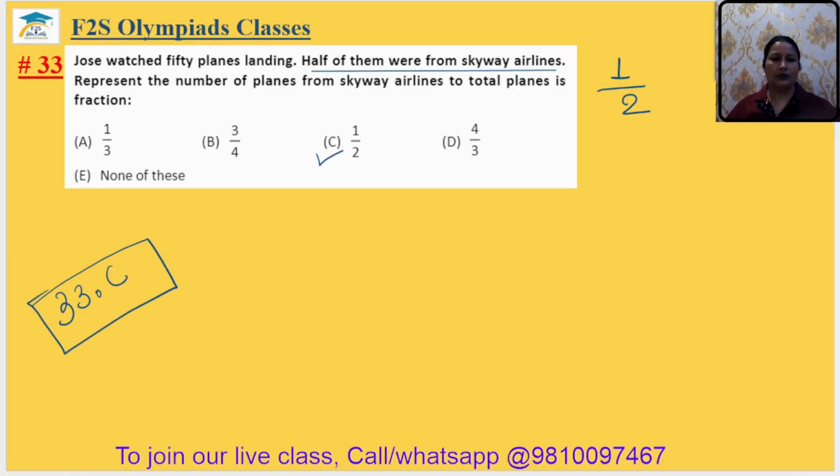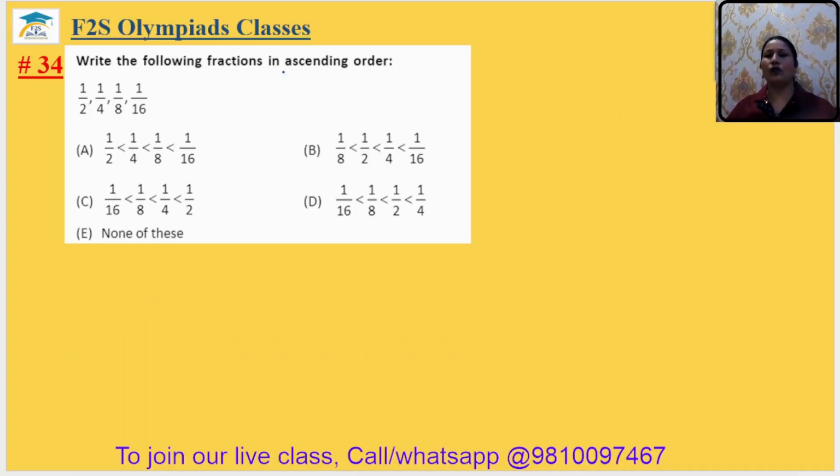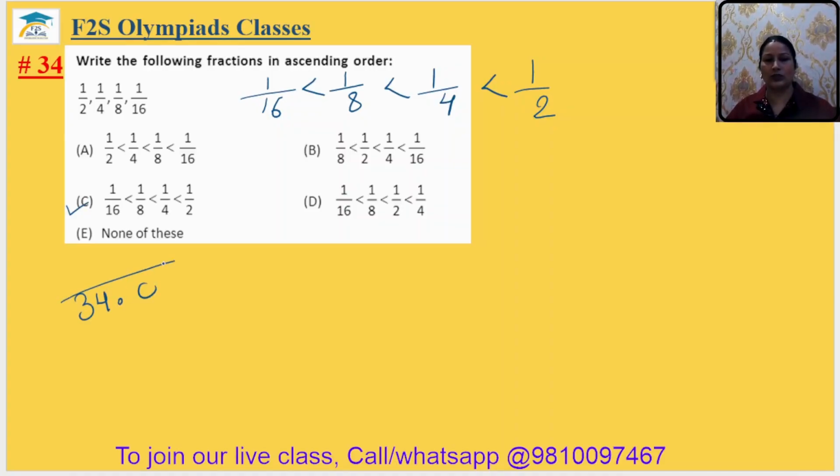Question number 34. Write the following fractions in ascending order. Since we can see all the numerators are same, bigger the denominator, smaller the value. Ascending means first we will write the smallest one, 1 by 16, less than 1 by 8, less than 1 by 4, less than 1 by 2. So where can we find it? It is in option C. 34th answer is option C.